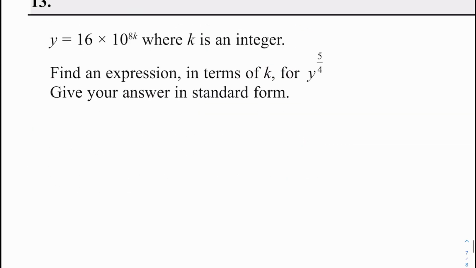So next question, 13. We are told y equals 16 multiplied by 10 to the power of 8k, where k is an integer. Okay, and we need to find an expression in terms of k for y to the power of 5 over 4. And we need to give our answer in standard form. So this is the first time I'm seeing this question, so I need to get my head around it as well. K is an integer, great. Find an expression in terms of k for y to the power of 5 over 4.